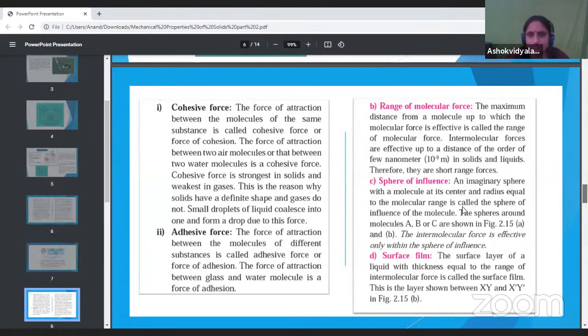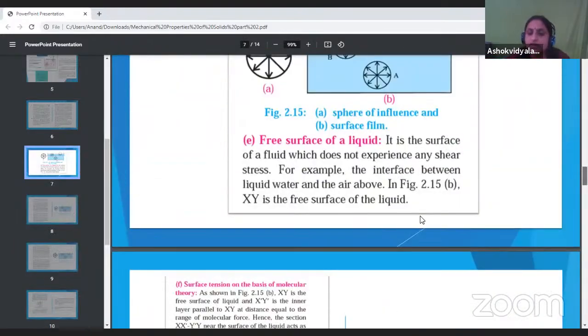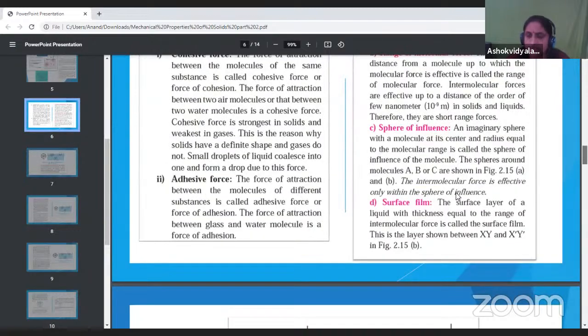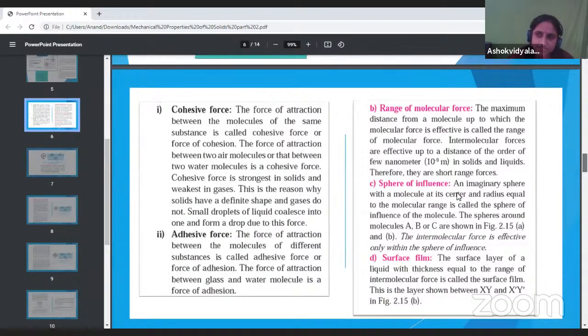Okay. Now see. Next one, sphere of influence, that is an imaginary sphere. For any molecule, in a liquid surface, solid surface or gas, we draw an imaginary sphere with the molecule at its center. That radius is equal to the molecular range, and it is called the sphere of influence of the molecule.